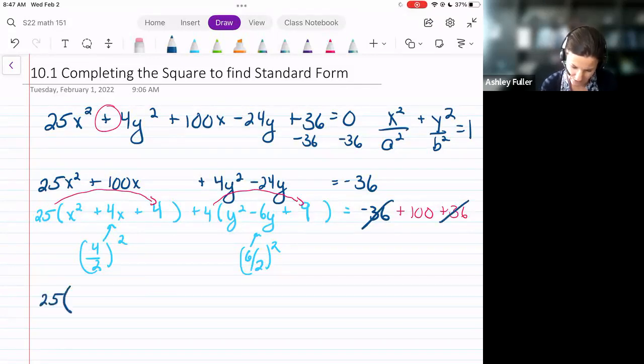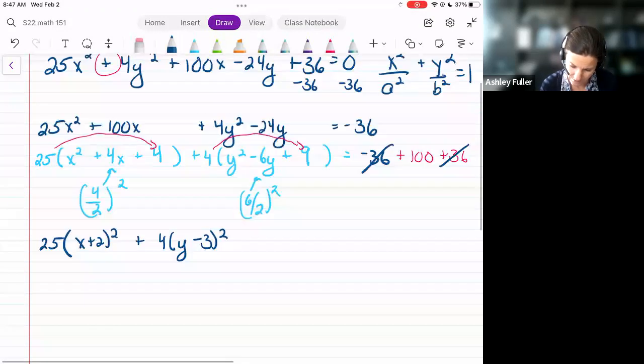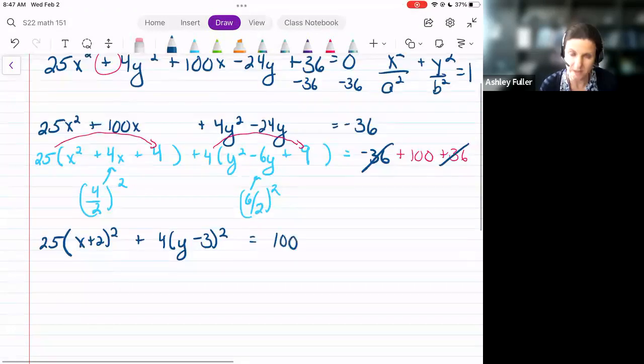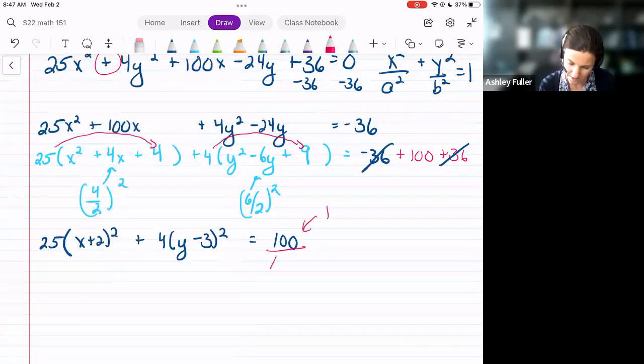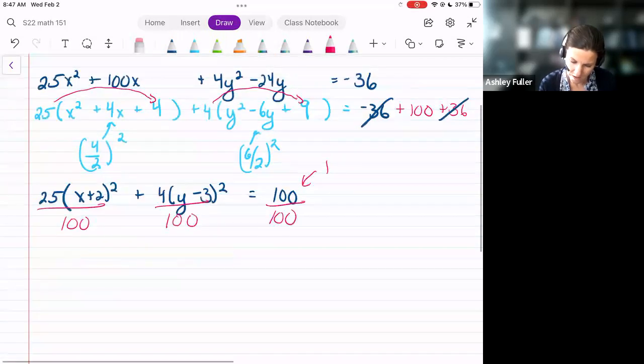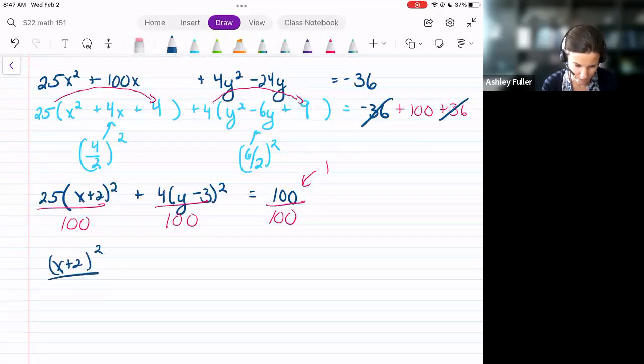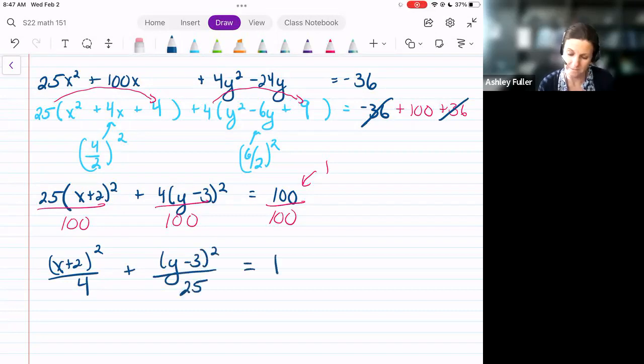And when I factor, I'm left with 25 times x plus 2 squared plus 4 times y minus 3 squared equals 100. I want this value to be 1. So to do that, I need to divide everything by 100. And this leaves me with x plus 2 squared over 4 plus y minus 3 squared over 25 equals 1.